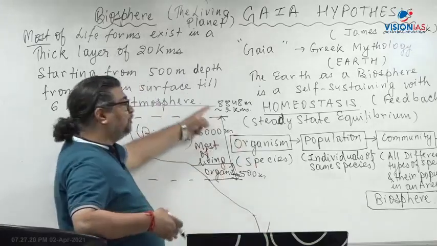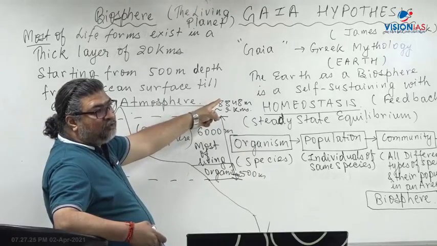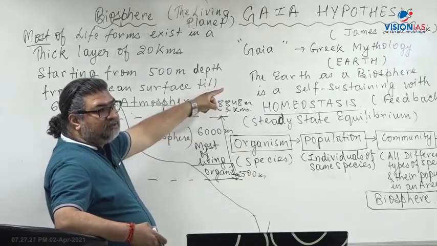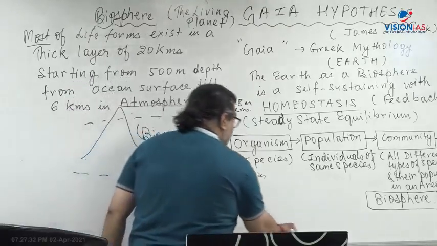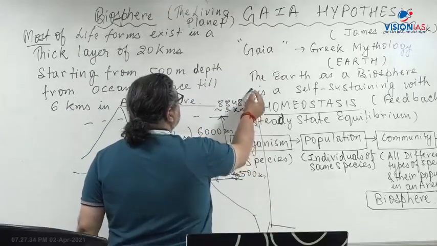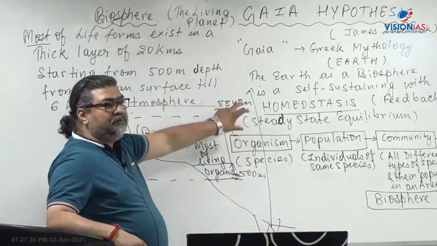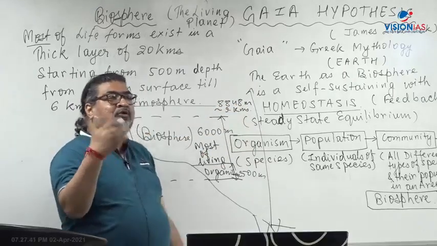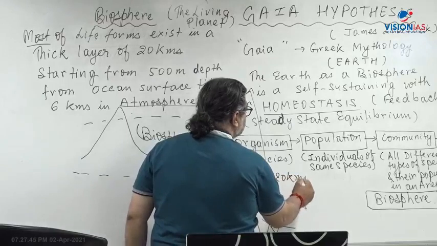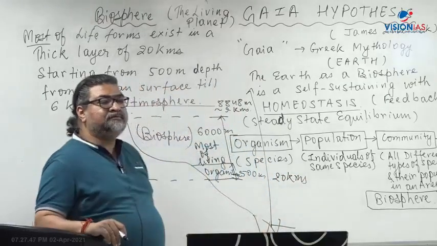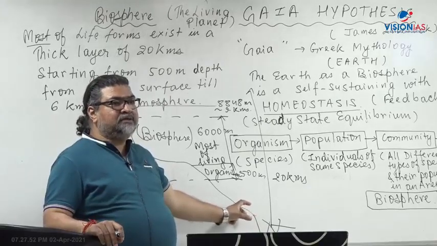And let's say we go up to 8,848 meters, the highest peak, like Mount Everest; even up to 9 kilometers, we find living organisms. You can consider the deepest part of the ocean here, up to the part of the troposphere. There are some life forms which we cannot see. The 20 kilometers is referred to here. In terms of 20 kilometers, we are referring to that part. Now it is clear here.